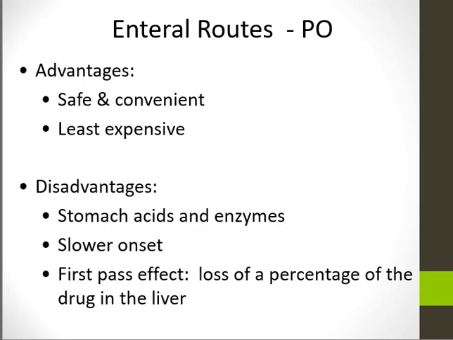So PO is a Latin abbreviation for by mouth. So the enteral route by mouth is, hey, it's pretty good, right? It's safe, it's convenient, it's cheap. So some of the disadvantages are stomach acid and enzymes, things like that. That's why you can't swallow insulin, right? Insulin will be degraded by your stomach acid and your enzymes in your stomach, and you have no insulin that will work for you. You can't swallow it. There's no such thing as oral insulin.